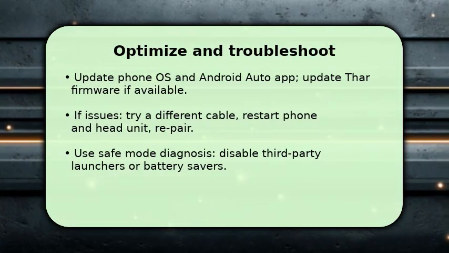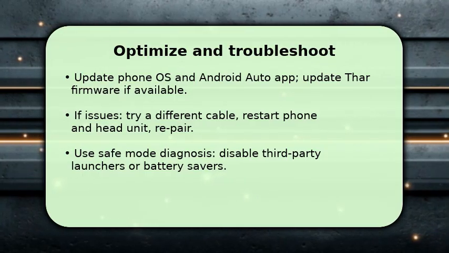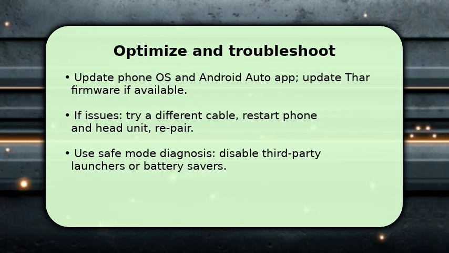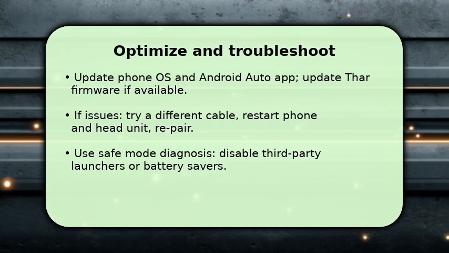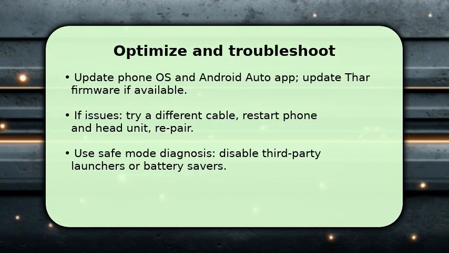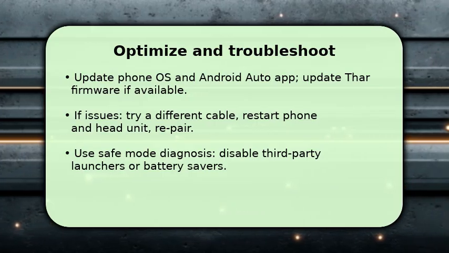Finally, optimize performance and know one key troubleshooting step. Keep your phone OS, Android Auto app, and Thar head unit firmware updated to avoid compatibility problems. If the connection drops or screen stays blank, try a different high-quality cable and restart both the phone and the car's head unit. That simple reset resolves most problems.